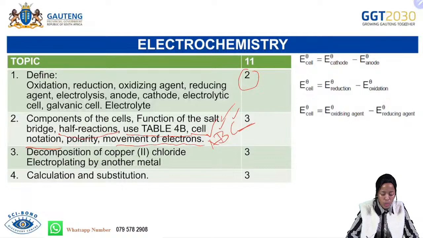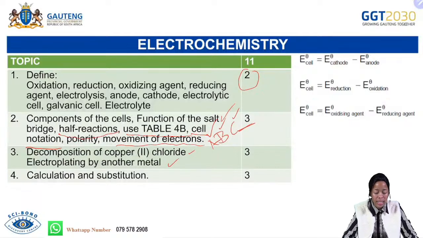You should know how to identify the decomposition of copper(II) chloride, and then you should also know electroplating by another metal. So with the electrolytic cell, you should know that if I have the electrolytic cell, which electrode will be the negative one, or which electrode will be the positive one. And then from there, that is when you're going to talk about the breaking down of the electrolyte.